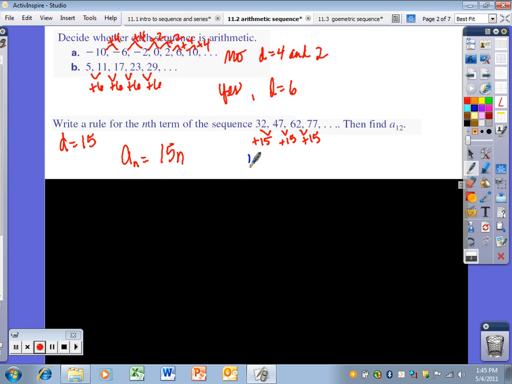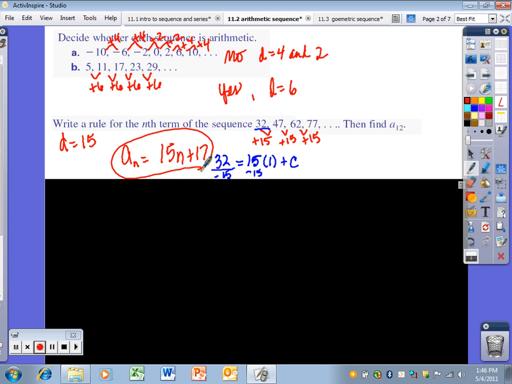So 15n plus what gives me my term? Well, let's see. We have the first term, so let's put a 1 in here for the n. And that first term is 32. So subtract 15. And what do you get? 17. So 15n plus 17 gets me my rule.